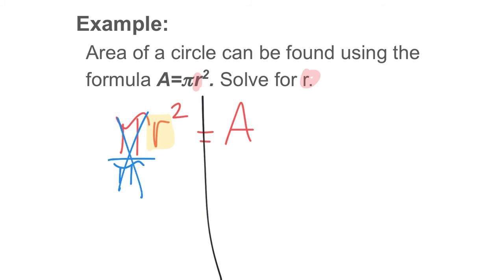Pi divided by pi will cancel. I'll divide by pi over here. So that brings R squared equals A divided by pi.